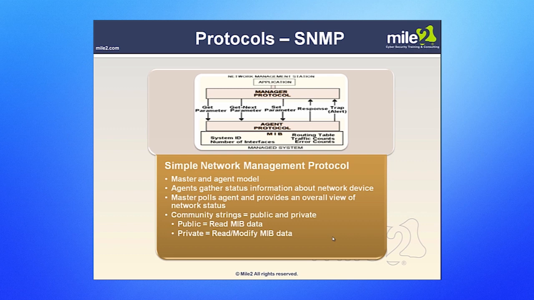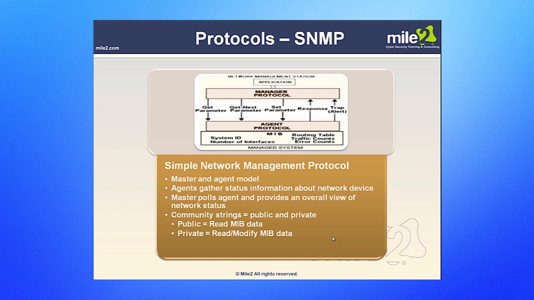And with that, it's like the master system is looking at the computers and systems of interest, and they're called agents. And they gather status information about the different devices. Again, the switches, the routers, the servers, anything of importance. And as far as this goes, there is a primitive security. We have public and private.